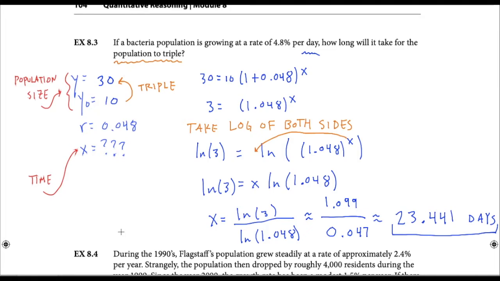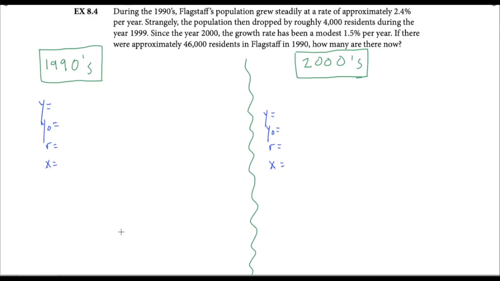Let's take a look at the next example. In example 8.4, there's two calculations that we need to complete. There's a calculation for the 1990s and then a calculation since the year 2000. So I have set up two separate sets of variables. Let's read what the problem says.